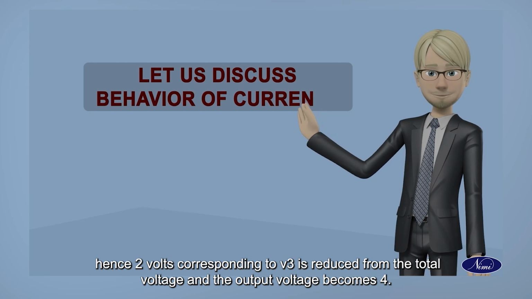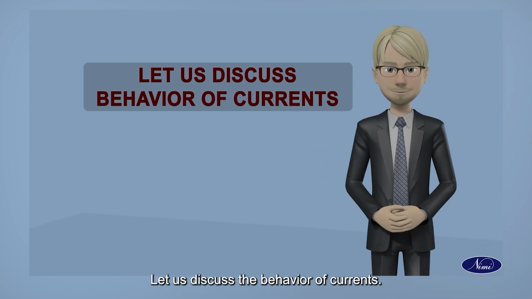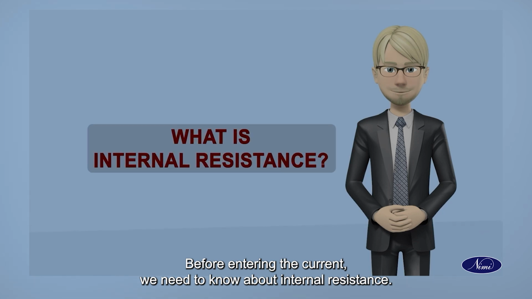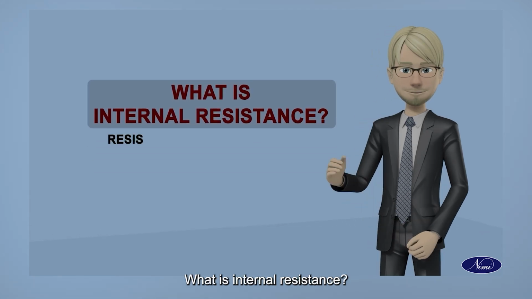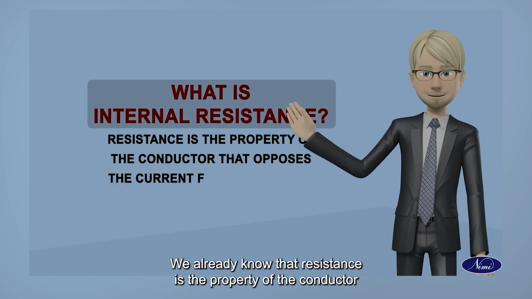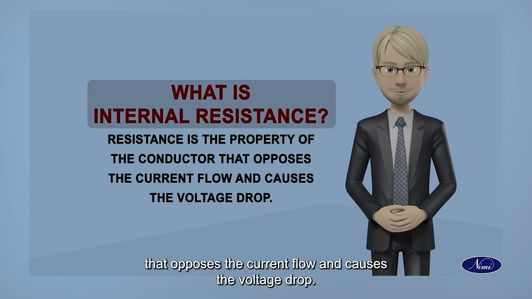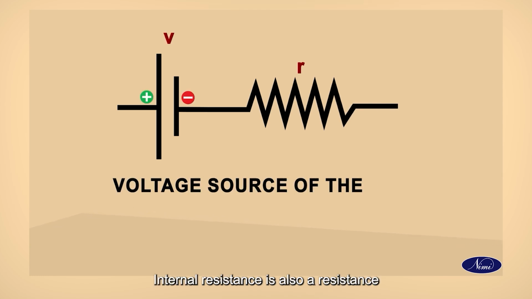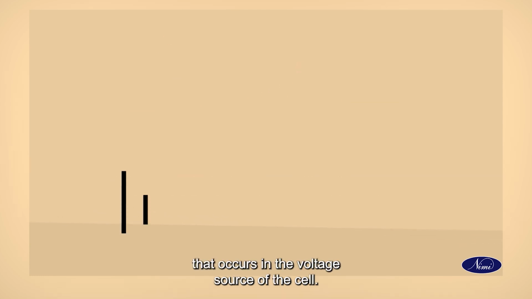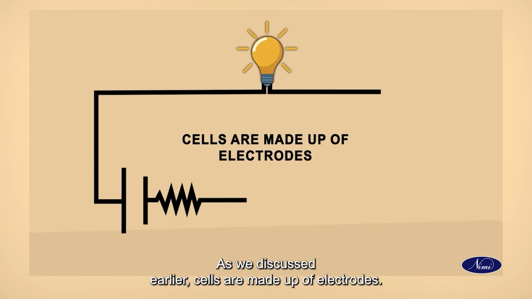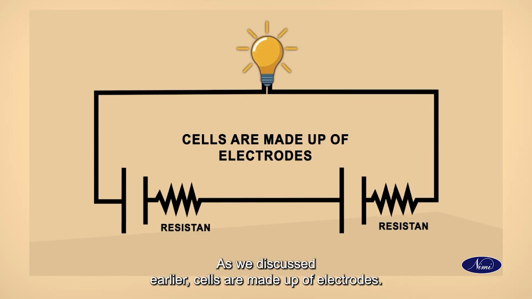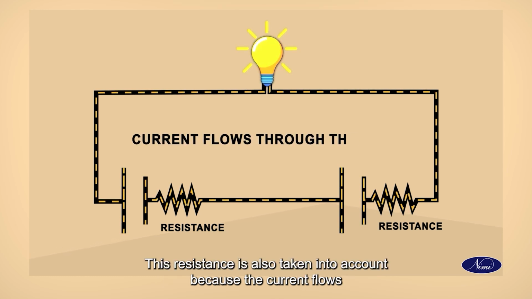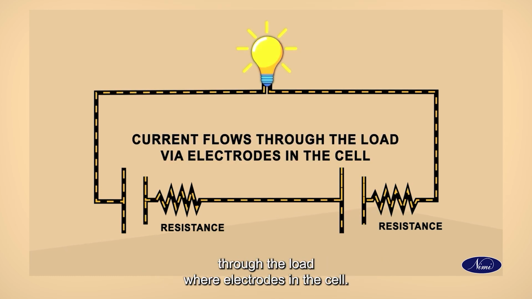Let us discuss the behavior of currents. Before entering the current, we need to know about internal resistance. What is internal resistance? We already know that resistance is the property of the conductor that opposes the current flow and causes the voltage drop. Internal resistance is also a resistance that occurs in the voltage source of the cell. As we discussed earlier, cells are made up of electrodes. These electrodes have resistance. This resistance is also taken into account because the current flows through the load via the electrodes in the cell.